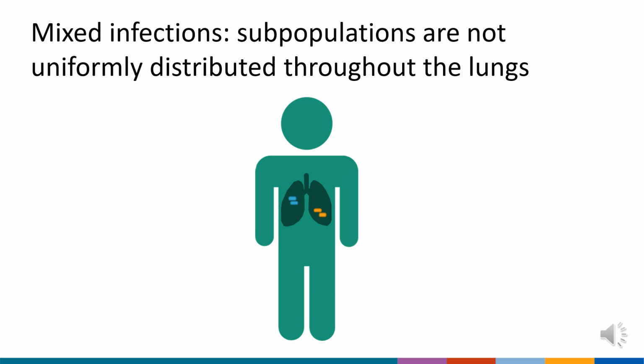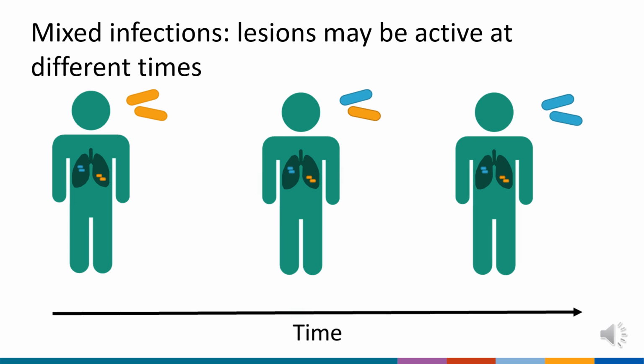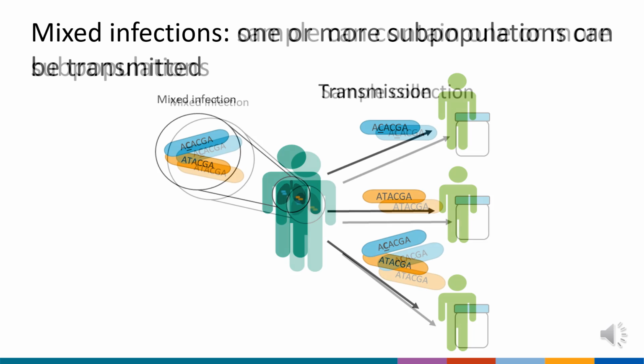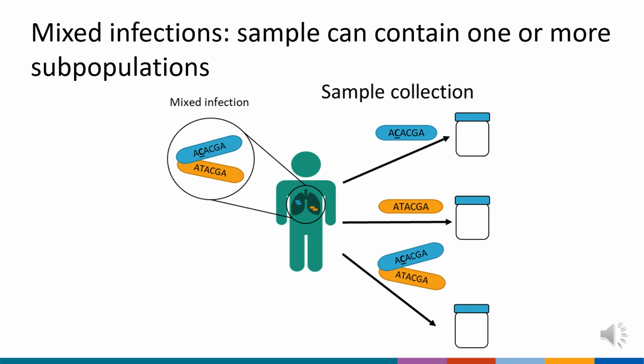And these subpopulations are not uniformly distributed throughout the lungs, so you could have different subpopulations in different lesions in the lungs. Furthermore, these lesions might be active at different times, so different subpopulations might be coughed up at different times during a patient's infectious period. Since different subpopulations may be coughed up at different times, a person with mixed infection can transmit one of the subpopulations or a mixture of the subpopulations. Similarly, the sample that is collected from the person could have one or both subpopulations.